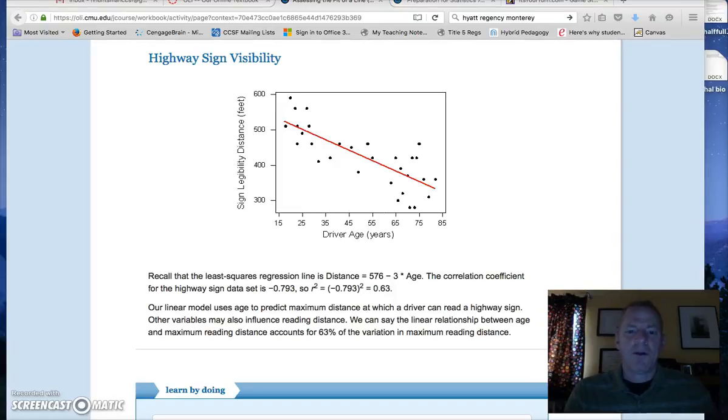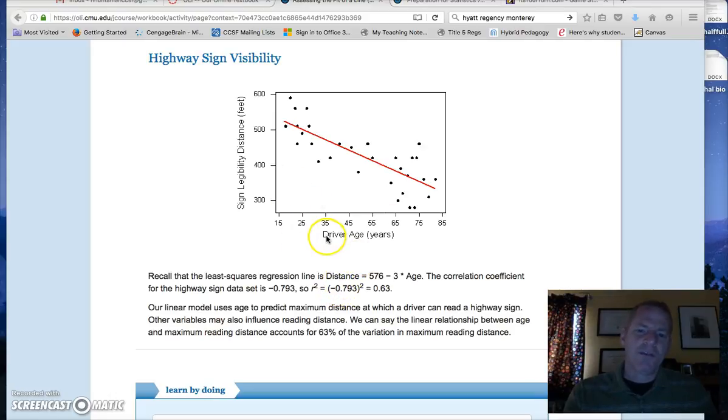Hi, this video is supposed to help you think a little bit more about scatterplots and especially the material in Module 13. When you make a scatterplot, you're trying to determine if there's a relationship between two variables. So in this case, we're looking at the driver's age and the sign legibility distance in feet. This is in Module 13 and it's on page 75 if you're interested in looking at it inside the book.